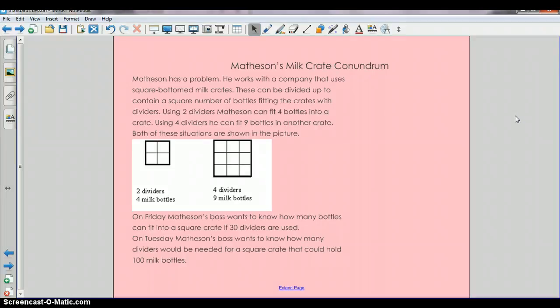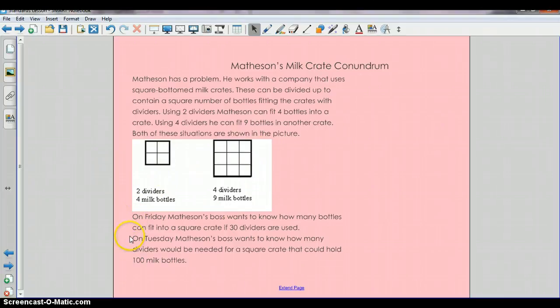So Matheson has a problem. He works with a company that uses square-bottomed milk crates. These can be divided up to contain a square number of bottles fitting the crates with dividers. Using two dividers, Matheson can fit 4 bottles into the crate, which is illustrated here. And then using 4 dividers, he can fit 9 bottles into another crate. Both of these situations are shown in this illustration.